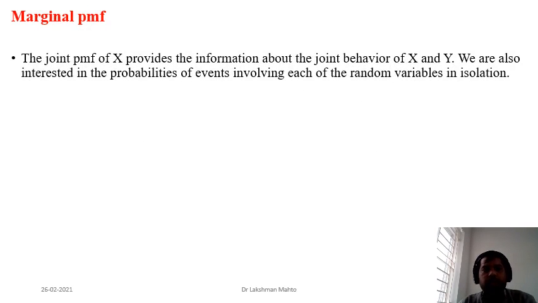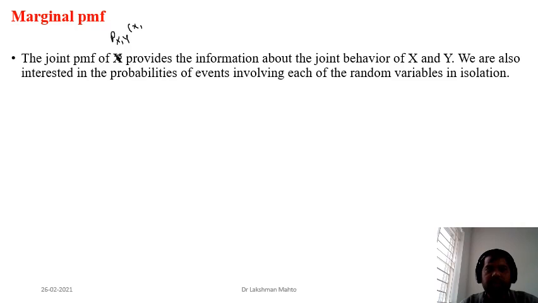The joint probability mass function we have already gone through. It provides information about the joint variable X and Y. So the notation for the joint probability mass function is p_XY(x, y). That means it is a function of two variables.